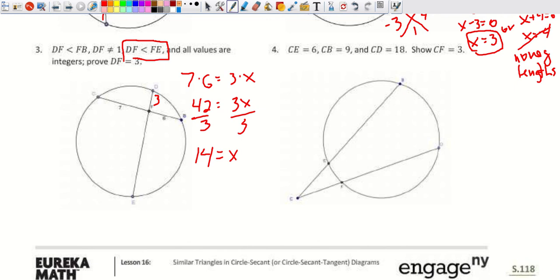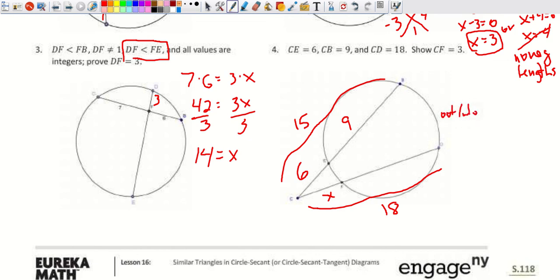And then the second part, a common one, they're just going to give you the numbers and you have to label it. So CE is 6, CB is 9, which means this whole thing is 15. CD, which is the whole segment here, is 18. We want to show that this is 3. So right now we're going to call it x, and we're going to prove that it's 3. So we're going to do the same thing, right? Outside times whole equals the outside times the whole, because they're secant lines. So 6 times 15 is equal to x times 18. Careful you're not doing x plus 18, so make sure you're careful where you label CD here, okay? And then 6 times 15 is, looks like, 90, is equal to 18x.